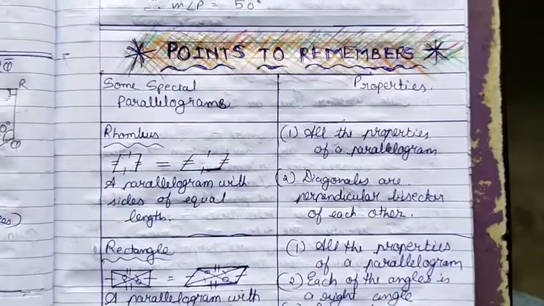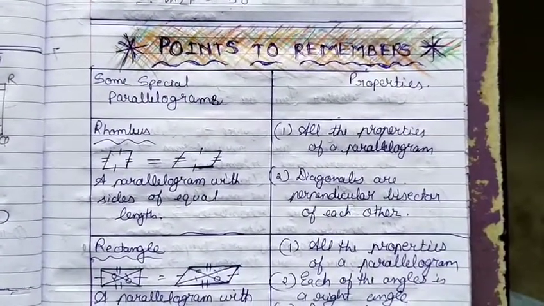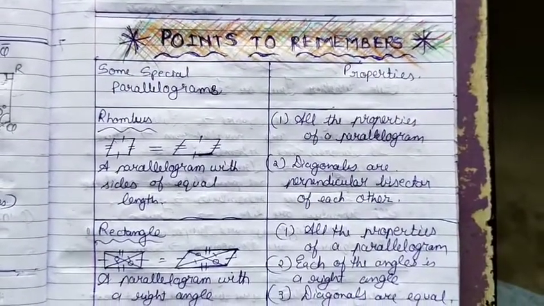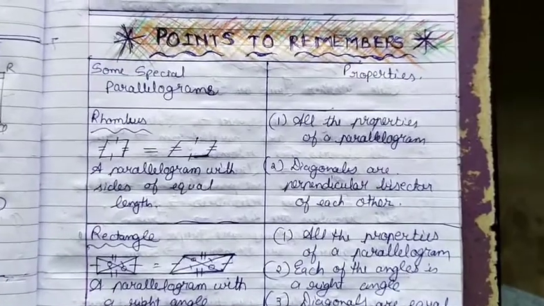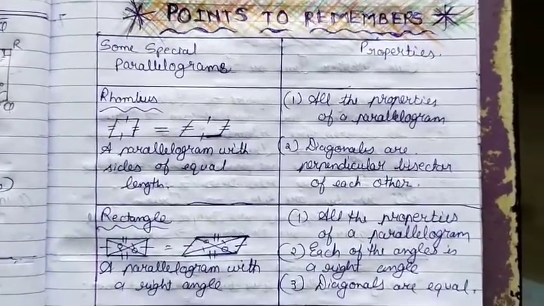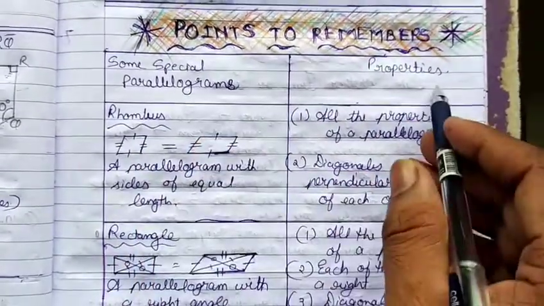After completing exercise 3.3, before moving toward the next exercise 3.4, you have to remember this point. It is a very important theory-based exercise. Without knowing this point, you are not going to understand the exercise. Now, rhombus. Here are some special properties of a parallelogram and its properties.